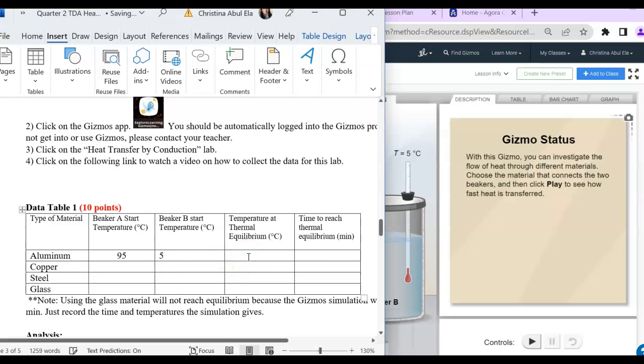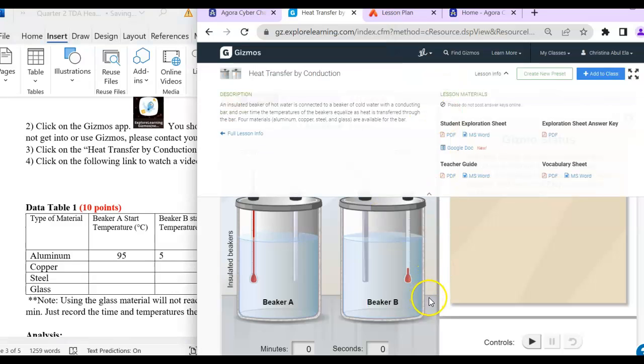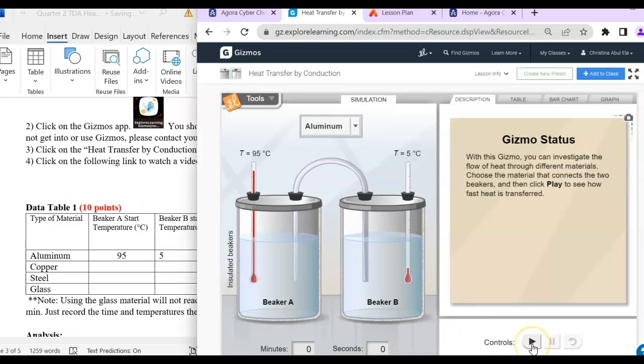And now I have to figure out what the temperature is going to be at thermal equilibrium and the time it takes to get there. And so all you have to do is click this arrow here at the bottom, and then you're going to hit the pause when they reach the same temperature, which is thermal equilibrium. And usually the system slows down as it gets there, so it should be pretty easy to pause it at the right time. So here we go.